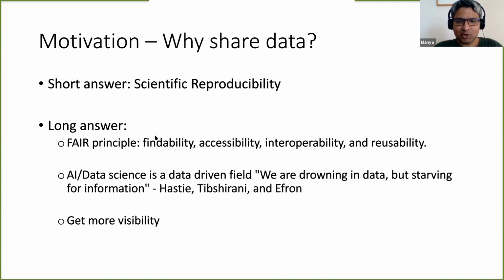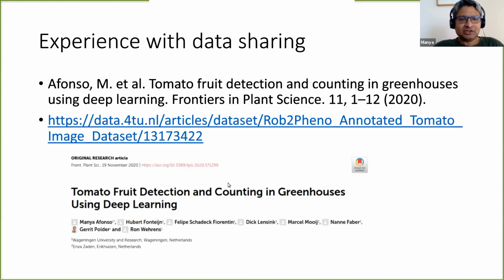And one of the important books on data science and statistical inference has this line: "We are drowning in data but starving for information." I think this is very relevant to our motivation, because we may have a lot of data such as images, but how useful will they be, or what is the information that they contain? This is why we think that, in spite of all the work and effort on our side to prepare this data, it's still important to share it. And of course, another important motive is to get more visibility and more citations.